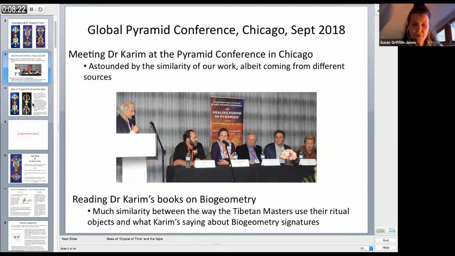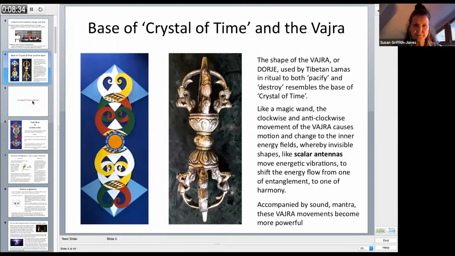So it was after the conference that I read both of his books on biogeometry. And one thing that struck me was the similarity between the way that the Tibetan masters use their ritual objects and what Dr. Karim is saying about the biosignatures. So here you'll see the base of the crystal of time on the left side here, and to the right of it, you'll see a Vajra, or a dorje, as they're called. This is a very, very important ritual object used by Tibetan lamas, both to pacify and destroy.